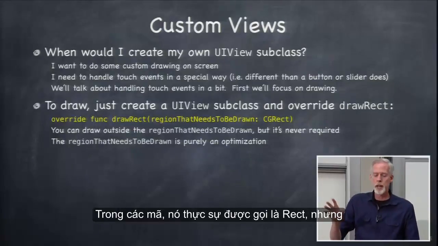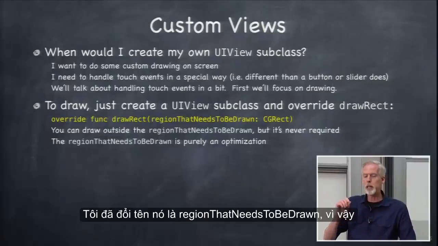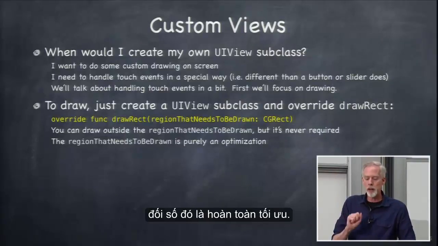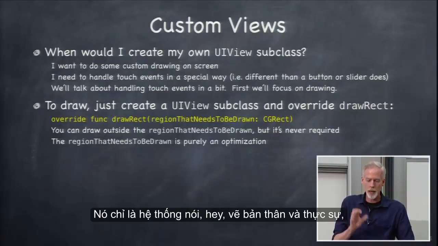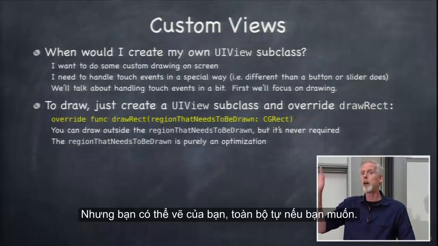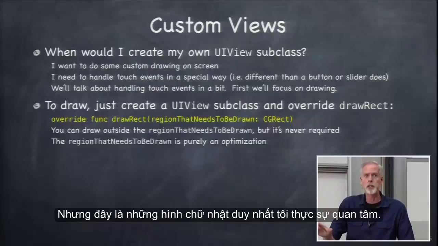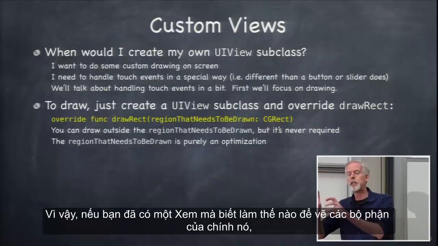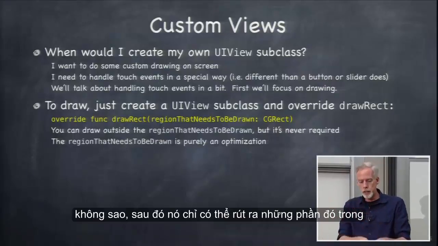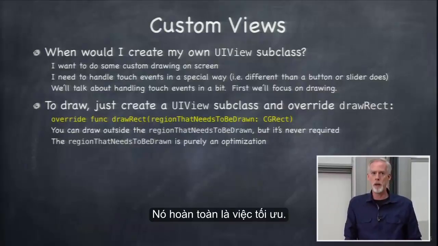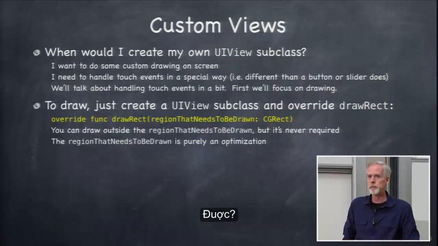In the code, it's actually called rect, but I've renamed it to be region that needs to be drawn so that people understand what that argument is. That argument is purely an optimization. It's just the system saying, hey, draw yourself, and really I only care about this rectangle of you. But you can draw the whole self if you want, but this is the only rectangle I really care about. So if you had a view that knew how to draw parts of itself, then it could only draw the part that's in this rectangle. But you can completely ignore this rectangle if you want. It's purely an optimization. Okay?